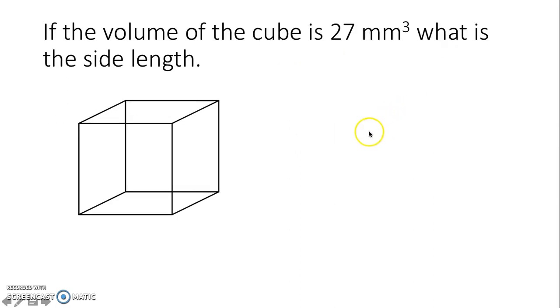Okay, another type of problem that you might see is if the volume of the cube is 27 millimeters cubed, what is the side length? Okay, well, there's two different formulas that you can look at. You can look at V equals side cubed, or V is equal to base times height, or area of the base times height. Well, in this case, it's easier to look at the first one because we're simply going to say, well, V, or volume, is equal to 27 equals side cubed.